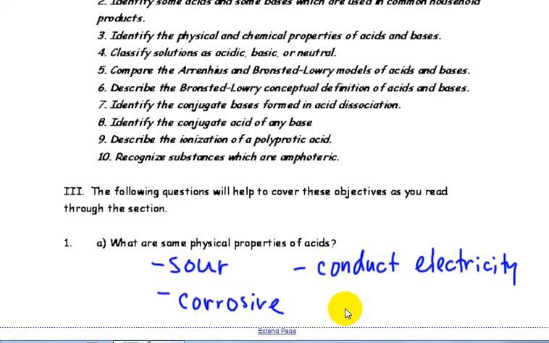So first of all, some properties of acids. Sour, it tastes sour, for example, lemon juice, etc. Can be corrosive and also conduct electricity. Very good conductors.